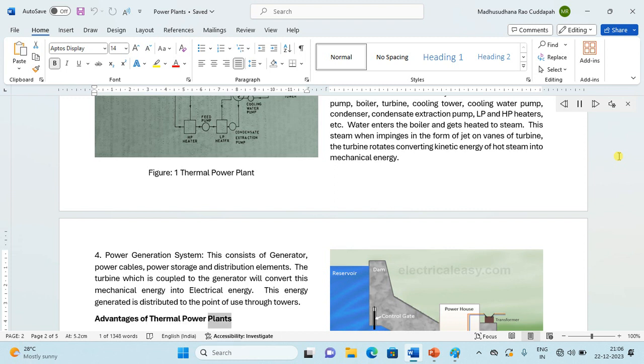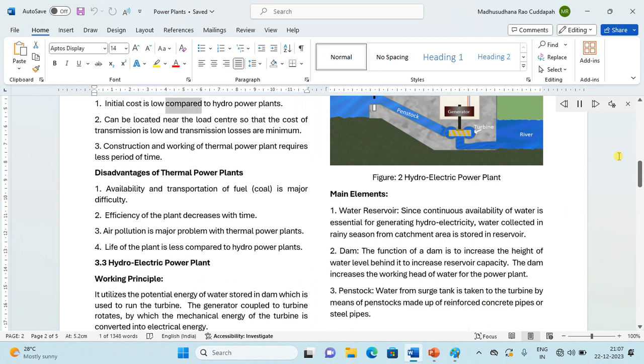Advantages of thermal power plants. 1. Initial cost is low compared to hydro power plants. 2. Can be located near the load centers so that the cost of transmission is low and transmission losses are minimum. 3. Construction and working of a thermal power plant require less time. Disadvantages of thermal power plants. 1. Availability and transportation of fuel, coal, is a major difficulty. 2. Efficiency of the plant decreases with time. 3. Air pollution is a major problem with thermal power plants. 4. Life of the plant is less compared to hydro power plants.